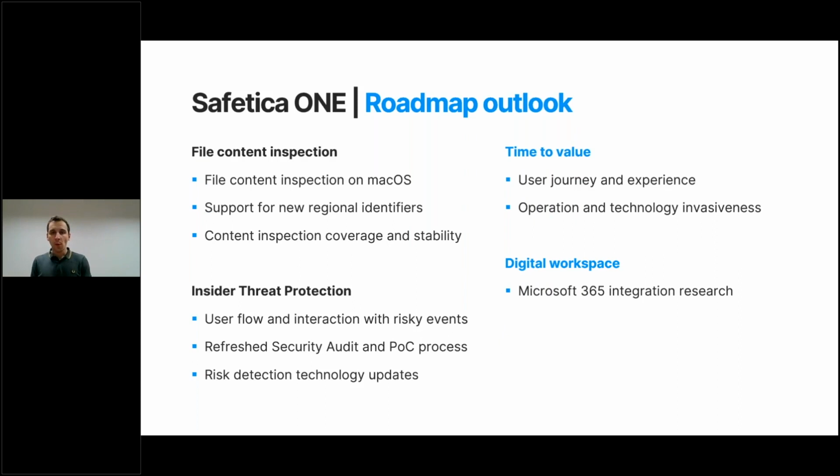In the roadmap, we will definitely continue with some of the topics presented today. File content inspection is just the beginning. We will bring it to Mac. We know that you are looking for more regional identifiers to be supported. We know about them and we are adding them slowly. You can expect more in the next versions.